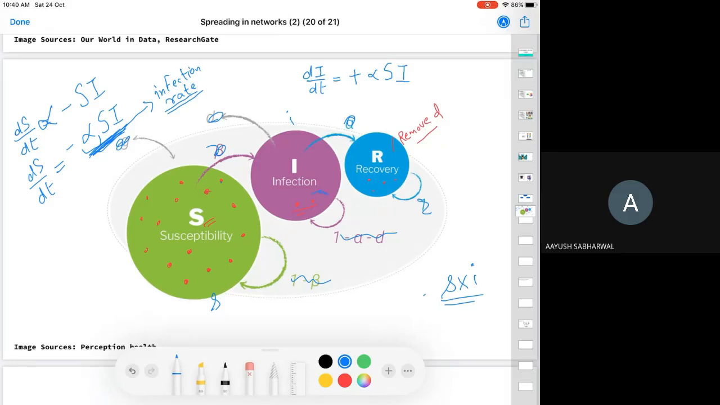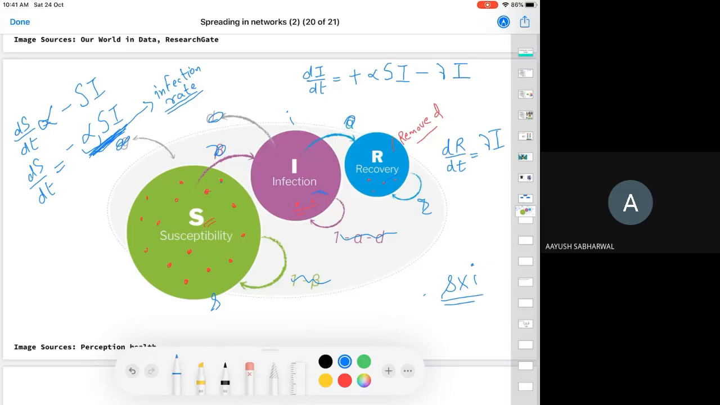So assuming that the recovery rate is gamma, I have a gamma I here. And if you write down the equation for the recovered, whatever comes out from the infected goes to recovered. So it's simply gamma I. With the help of these three equations, you can model this entire behavior.